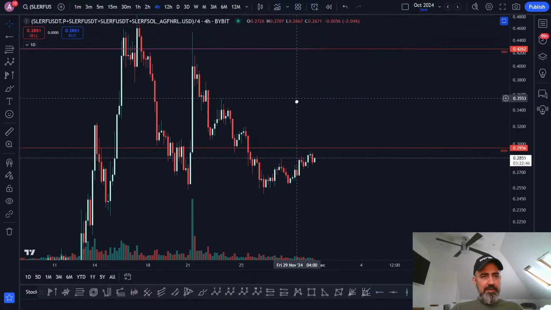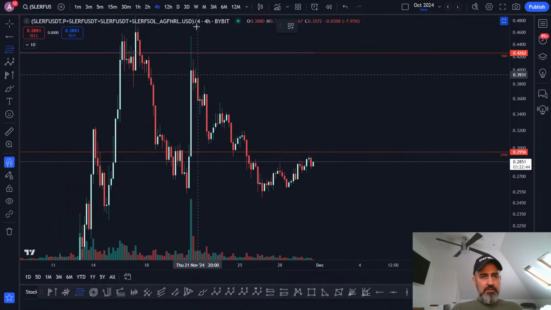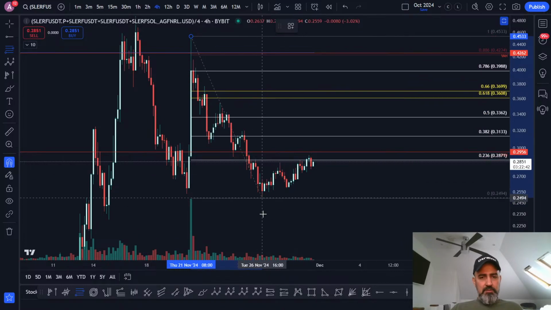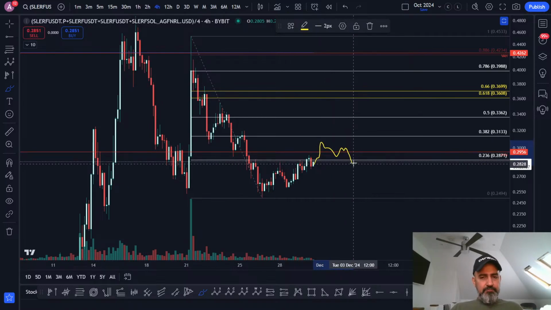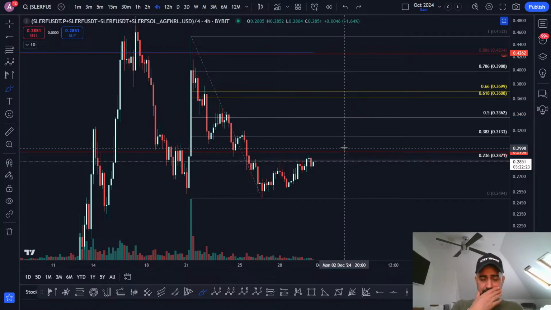Let's do a fib pull here to this low, trying to get back above the 236. There's a high volume node in our way. We kind of need to get above this area and hold it as support. I don't know if it's going to happen, because, you know, it might.